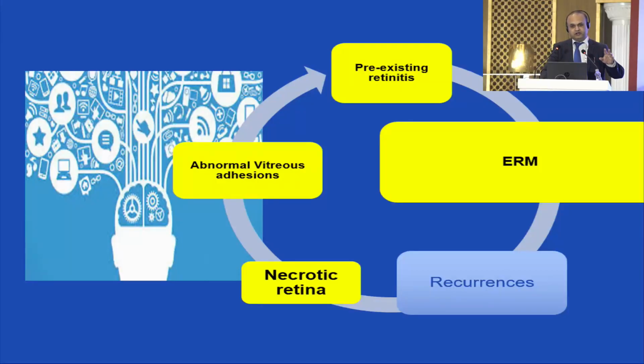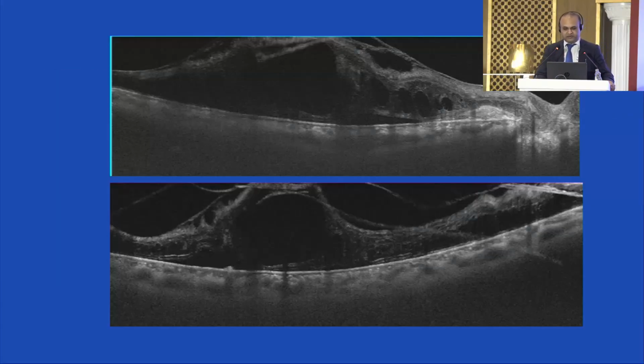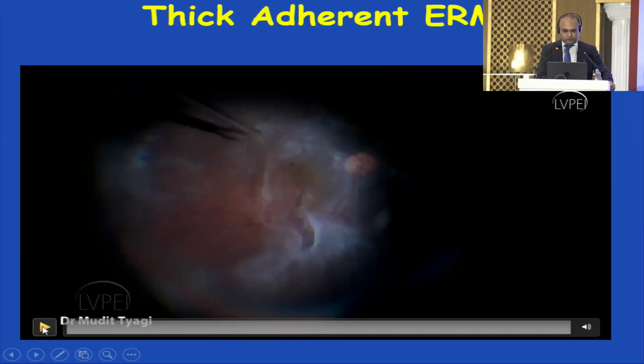When you get an OCD, you will see a shallow fluid over there. The reason is that you have not been able to remove the ERM and you leave some membranes behind. So this is how one of our patients was with these thick membranes, and this is what you need to do to take care of them.